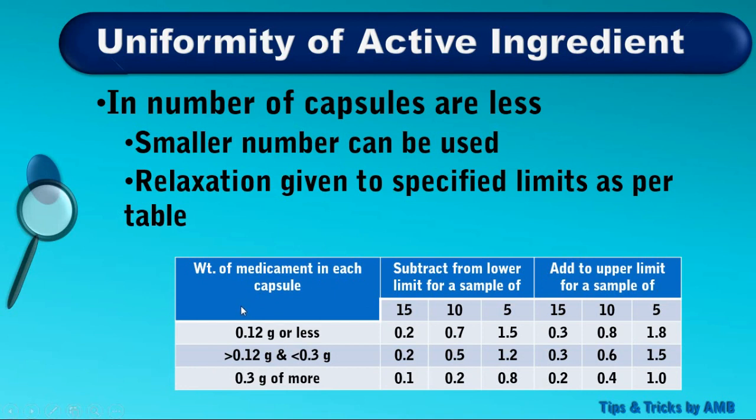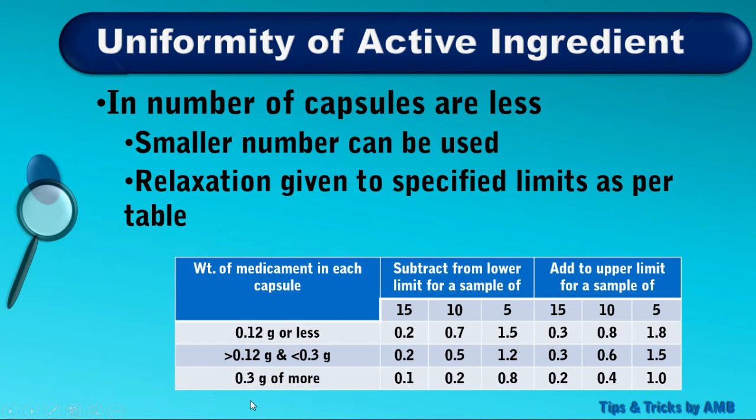So in the table it is given: if the weight of the medicament is less than 0.12 gram and we are taking 15 capsules for the study, then we have to subtract 0.2 from the lower limit, and we have to add 0.3 to the upper limit which is specified in the monograph.